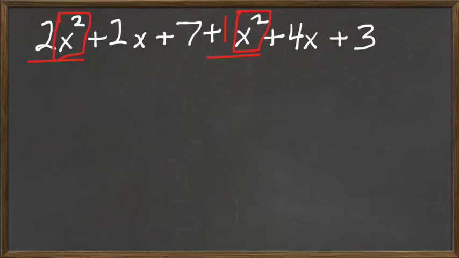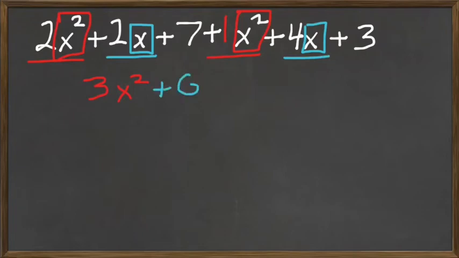We get 2 and 1x squared, and I add those two up. 2 plus 1, I get 3x squared. And we can continue down the list. Here I see an x as our term, and here I see another x as our term. So we can add those two up. 2x and 4x. 2 plus 4, I get 6x.